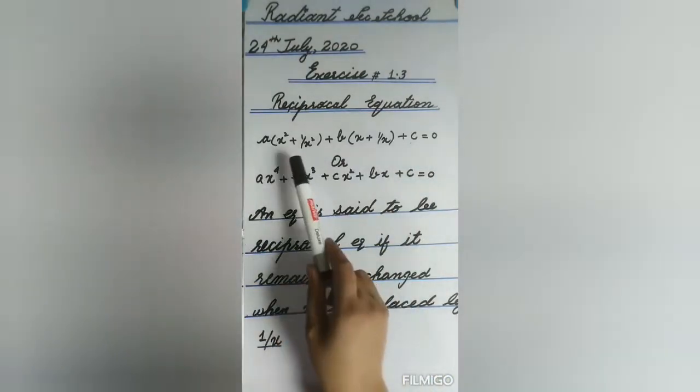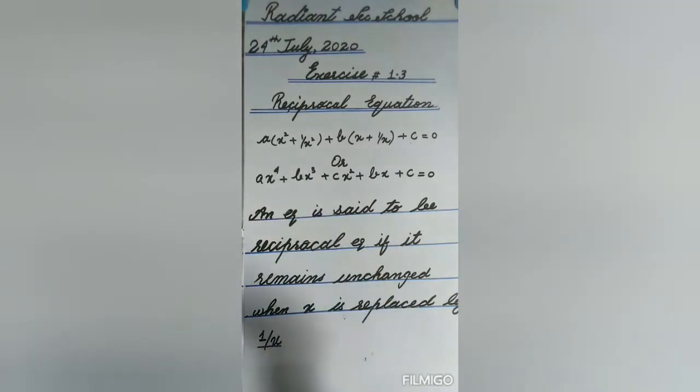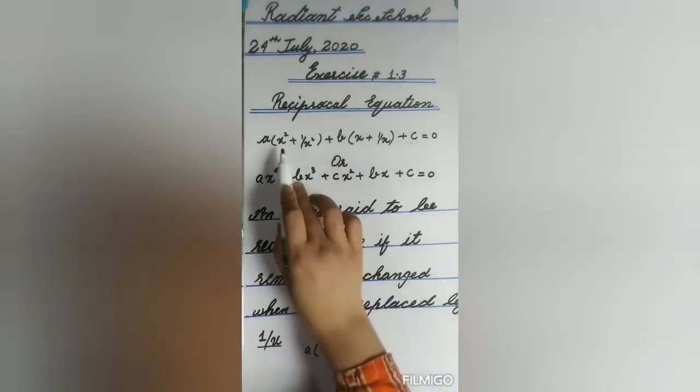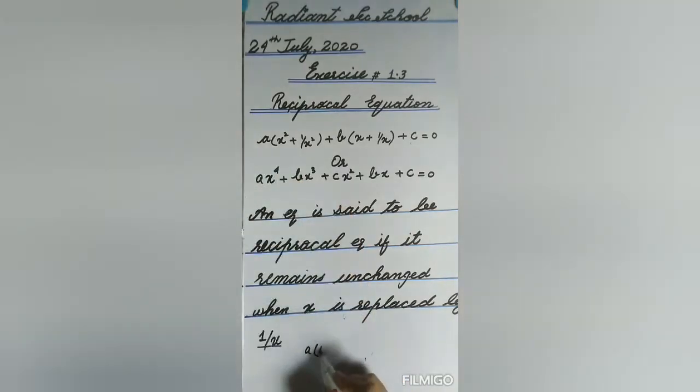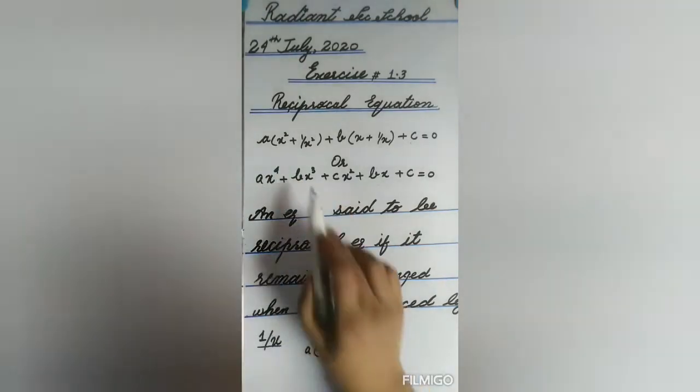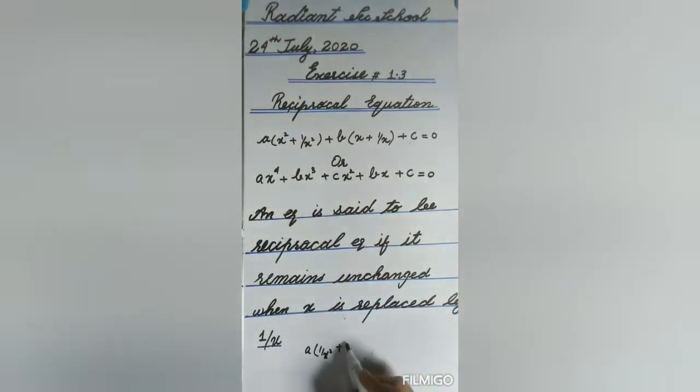Students, if I change x by 1 by x, then check what will happen. When I change x by 1 by x, x square becomes 1 over x square, and again replacing x by 1 by x, it becomes 1 over (1 over x square), plus b into, in place of x I put 1 over x, plus, again, 1 over x, plus c equals 0.